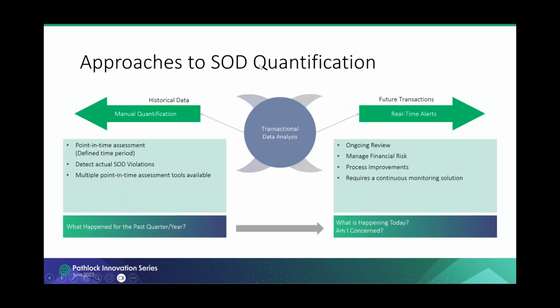So the approaches to actually performing this type of analysis, there's really two ways you can go. You can look back historically with a point in time assessment. These are the scenarios where you might just need to go see what happened over a specific period of time. A lot of times this happens as a result of a finding, or as part of an audit, to go and detect what's actually occurred.